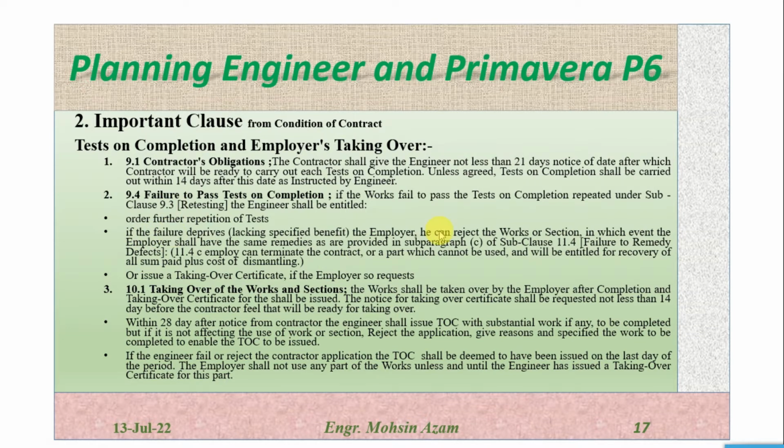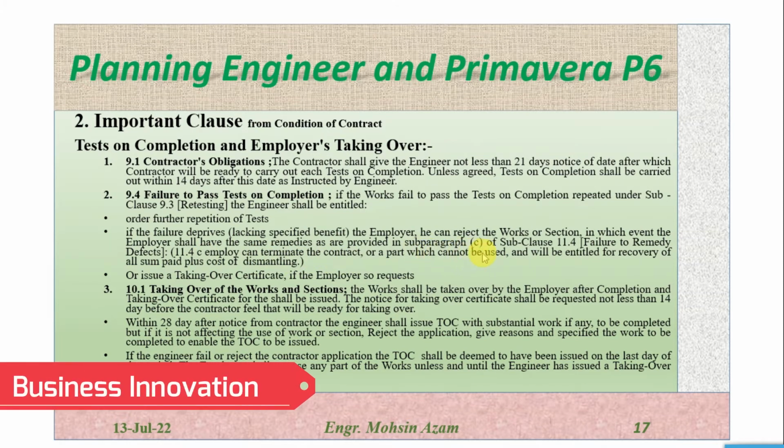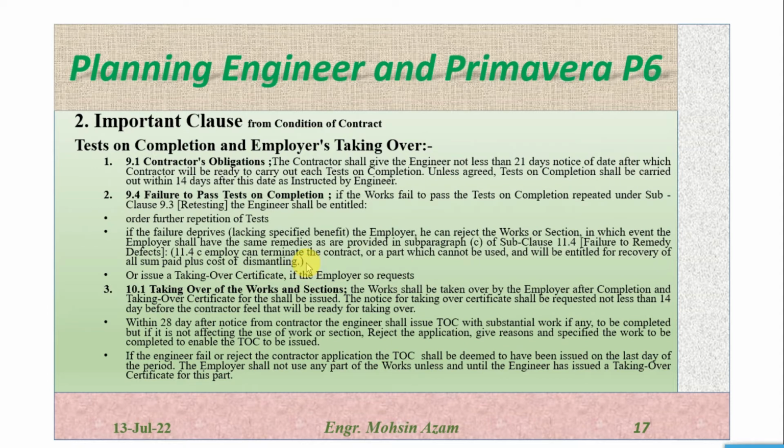So for the work which the contractor performed, if the employer fails to utilize or take any benefit from the works or the section, the employer will be entitled under sub-clause 11.4. What is 11.4(c)? The employer can terminate the contract or the part which cannot be used and will be entitled to the recovery of all sums paid plus the cost of dismantling. So after retesting, if the employer is not able to utilize the part or the full part of the works, he can terminate the contract and recover all the sums paid to the contractor plus the cost of dismantling, or issue a taking over certificate if the employer so requests, or they can proceed with the taking over certificate to the contractor.